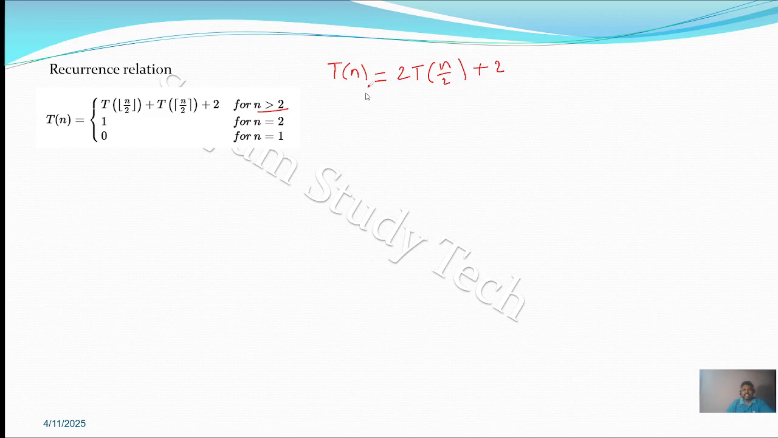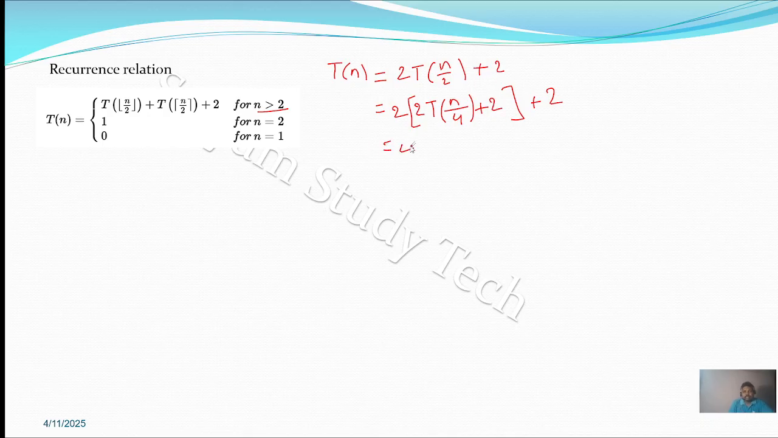So we can solve this recurrence relation. You can use the substitution method here. It is 2T(n/2); here we can call the same function, so in place of n, you can apply n/2. So here it is 2T in place of n/2, so n/2 by 2, that is n/(2×2), that is n/4, plus here it is 2.